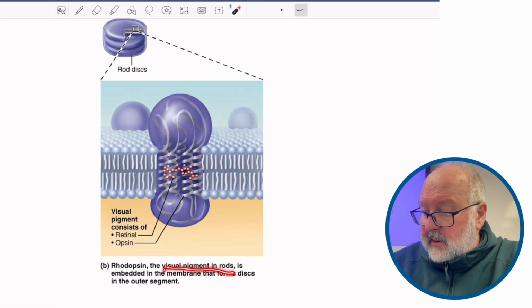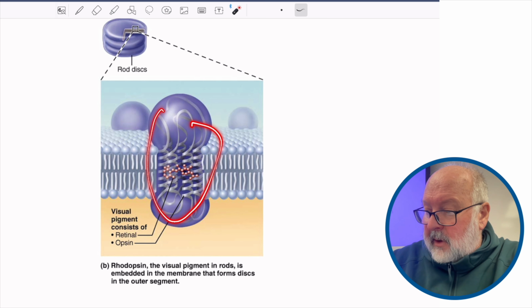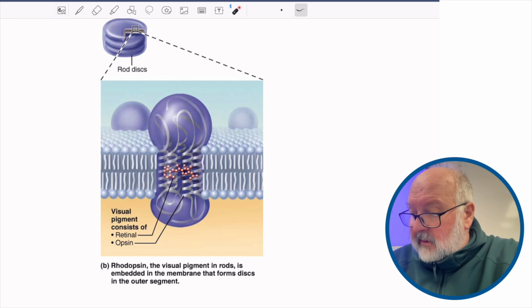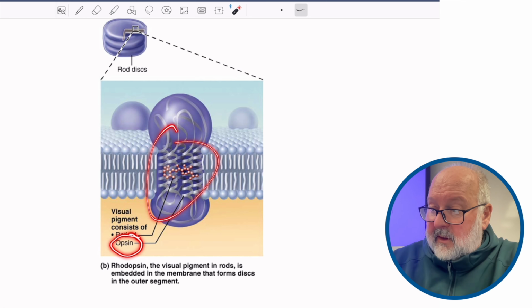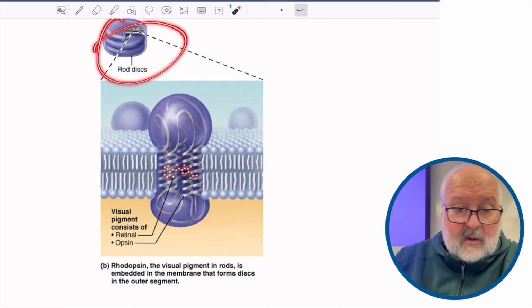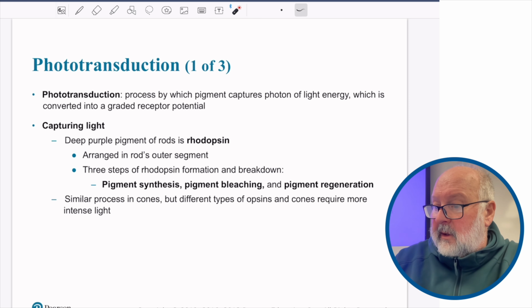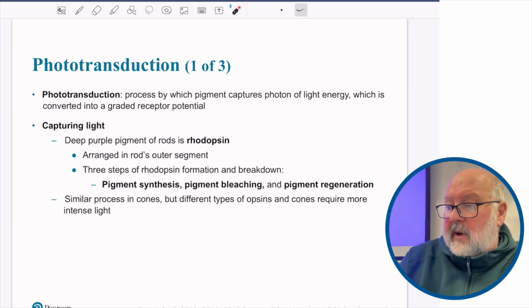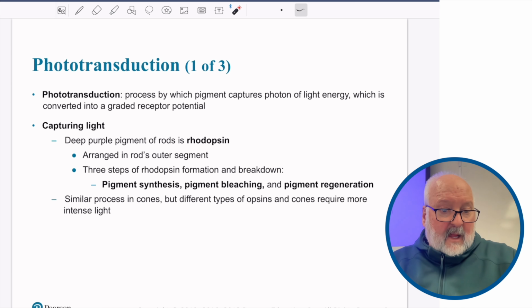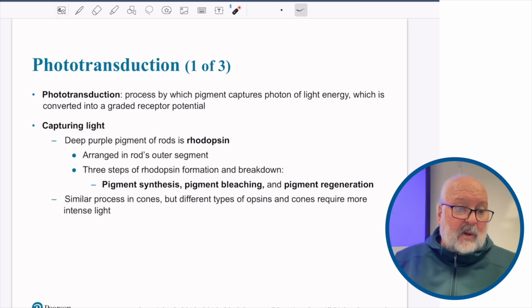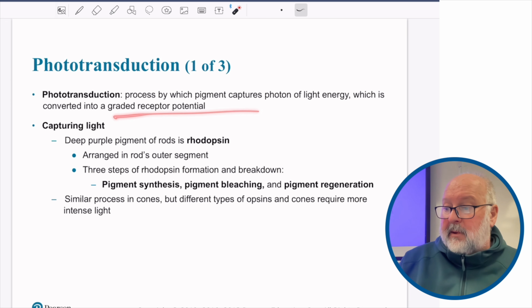It's a visual pigment in rods. It's embedded in the membrane and it forms these discs, and inside I can have the retinol. You can see the retinol interacting with the rhodopsin, which gives me the visual pigment. And this is in the discs that I find within here. So let's talk about phototransduction, and that means I'm going to take a photon, a particle of light energy, and convert it into a graded receptor potential.